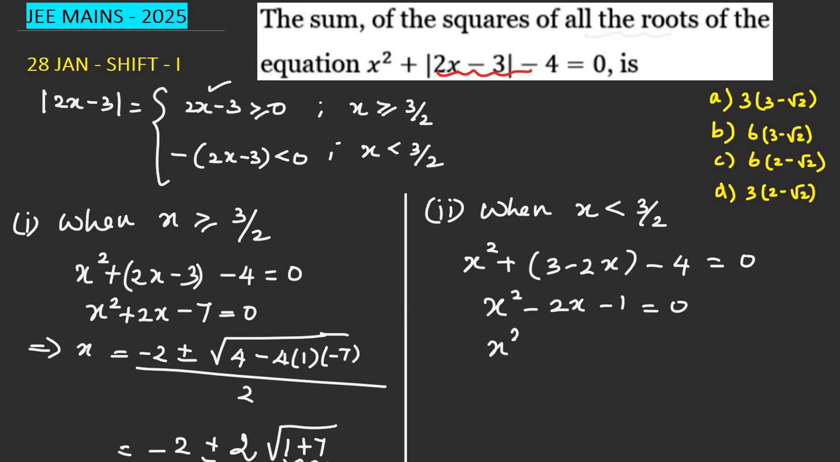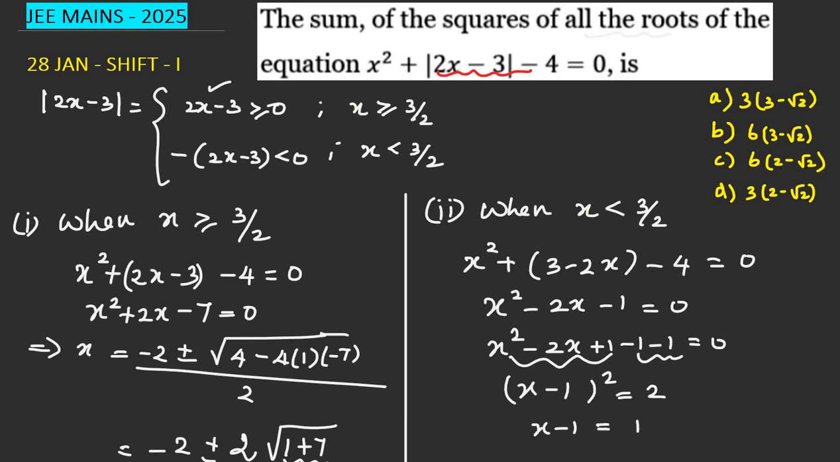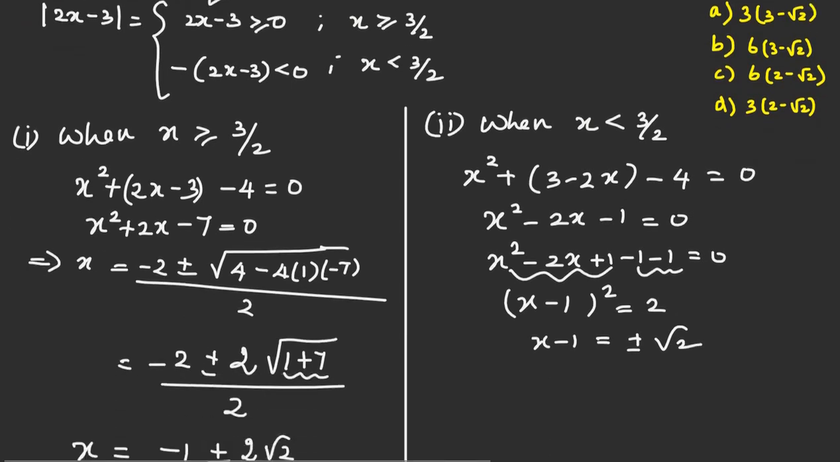Now, this can be written as x square minus 2x, I add 1, subtract 1, minus 1. This minus 1 is written here. Minus 1 is equal to 0. Or this equation gives me, this is one term, x minus 1 the whole squared, minus 2 on the right becomes plus 2. Or x minus 1 is equal to plus or minus root 2. The two values are x is equal to 1 plus or minus root 2.